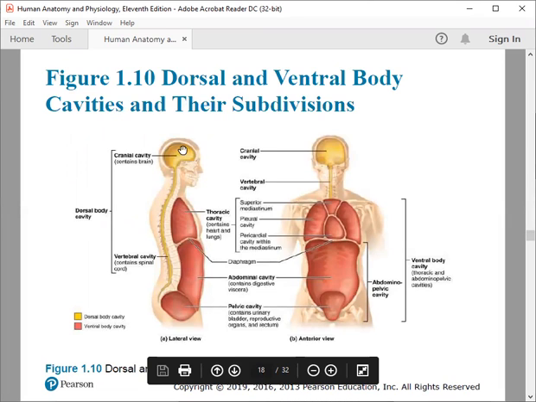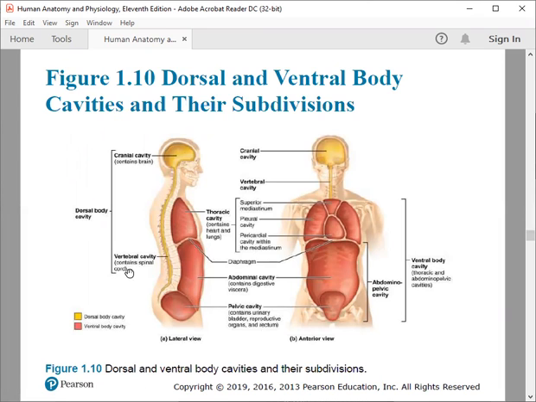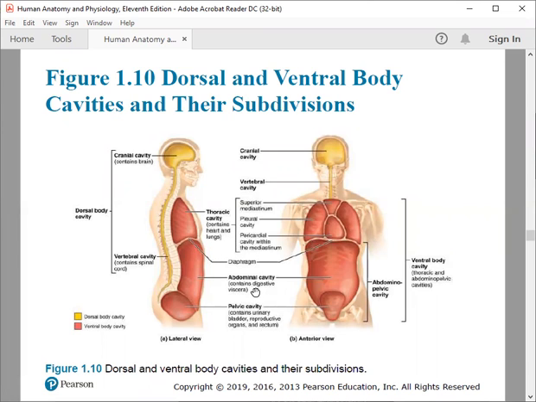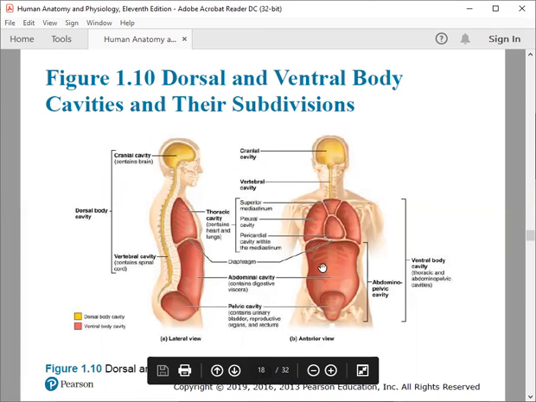And this diagram is showing you here in yellow. You can see through the legend here, the yellow portions are the dorsal body cavities, which we just said are cranial and vertebral. And then you have your ventral body cavities that are in this kind of pink color. And these are going to include your thoracic cavity that includes your heart and lungs, you only have one heart, and then your abdominal cavity that's going to include your digestive viscera.